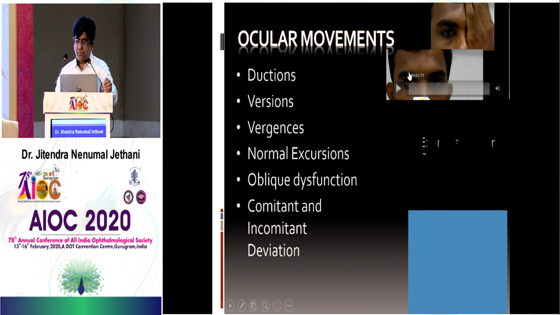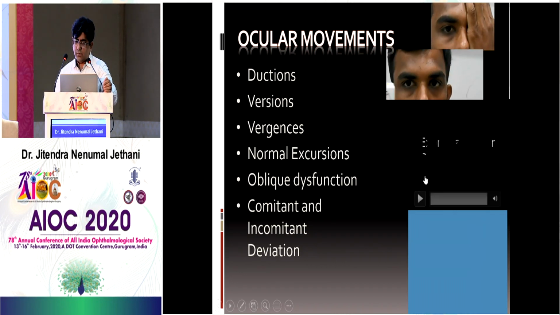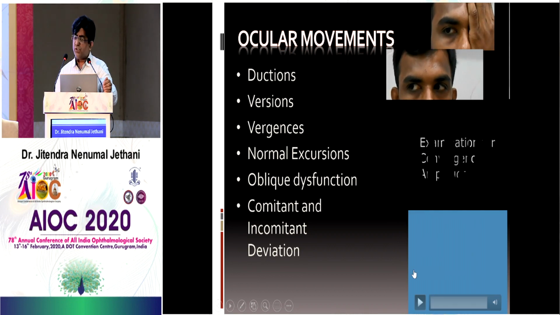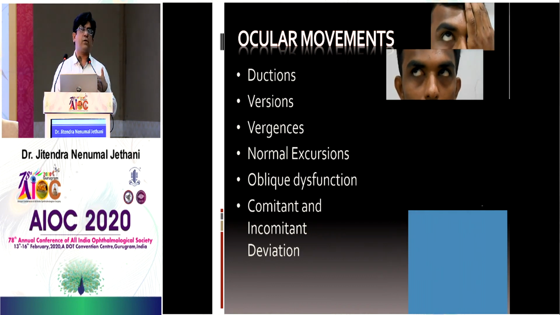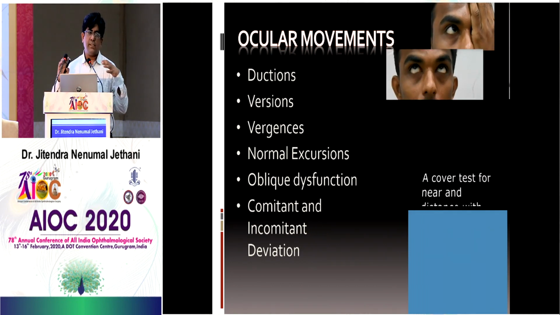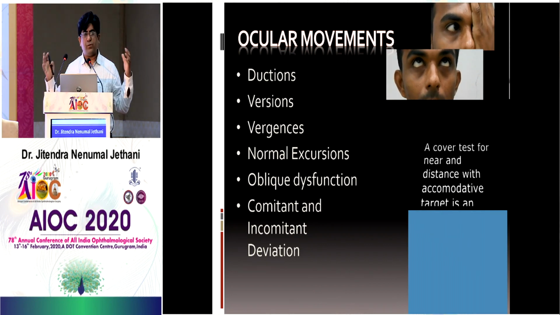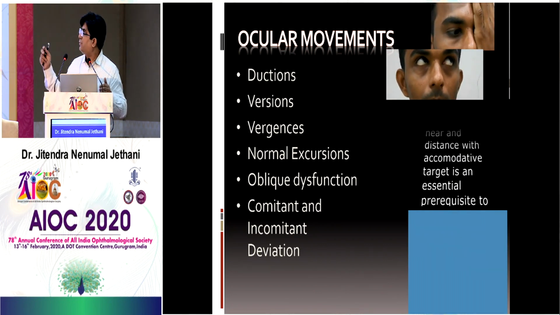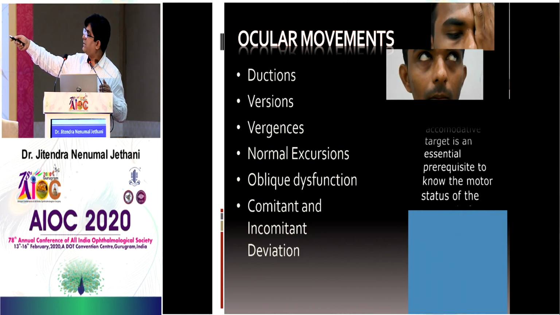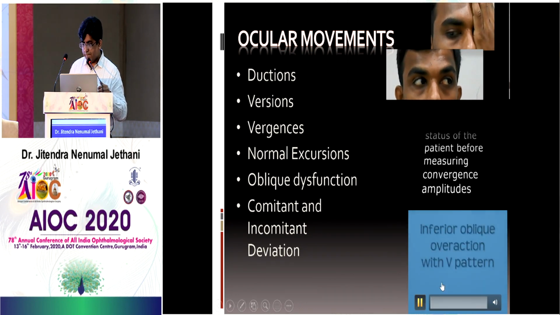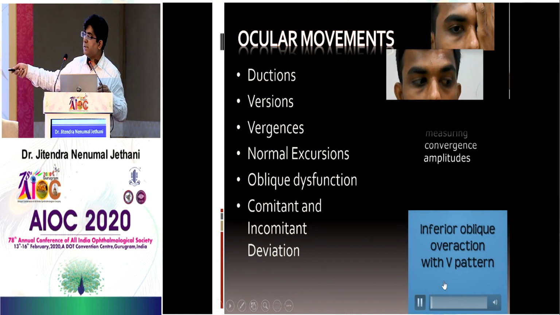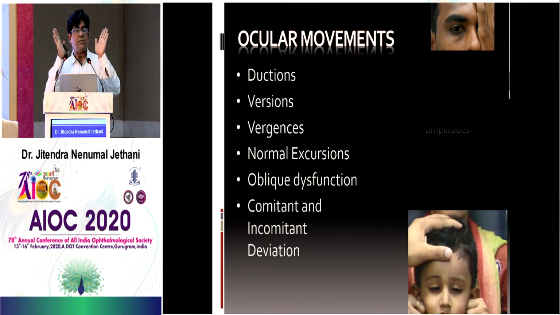These are just small videos, we can quickly finish them off. This is just to show you the normal ductions, and this is just to show you how you can measure convergence amplitude, because basics of strabismus is a very big topic. So you can just see these are the normal excursions that we are trying to measure, and here we can just see a patient of inferior oblique overaction who has a V pattern.